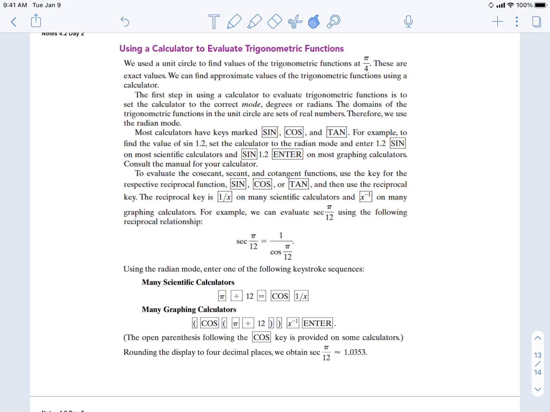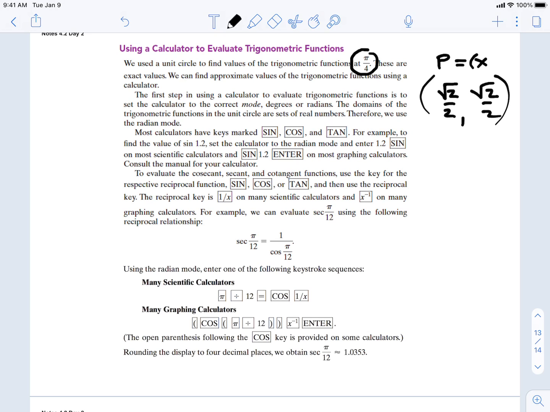In this lesson, you will need to take out your calculator. So when we use the unit circle to find angles like pi over 4 exactly, we would have the ordered pairs square root of 2 over 2 and the square root of 2 over 2. That's that point on the unit circle for pi over 4.